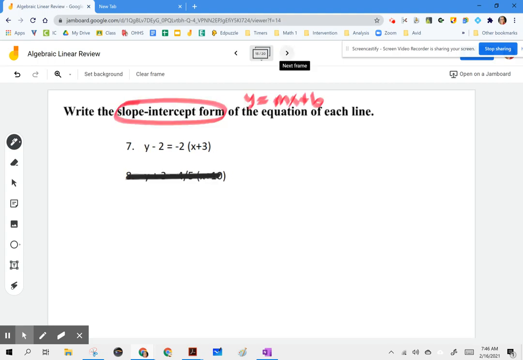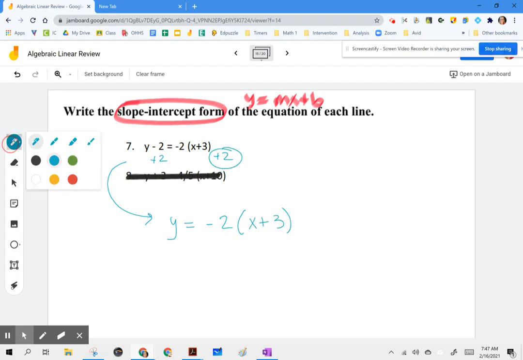So number 7, notice that it's in point slope form. So really all we need to do is just add the 2. Bring this down here. So we just need to isolate the y. And I have -2 and then x plus 3. And then this plus 2 at the end is right here. That's where that went. And then now what I need to do is just distribute because I noticed that in this form, there's no parentheses.